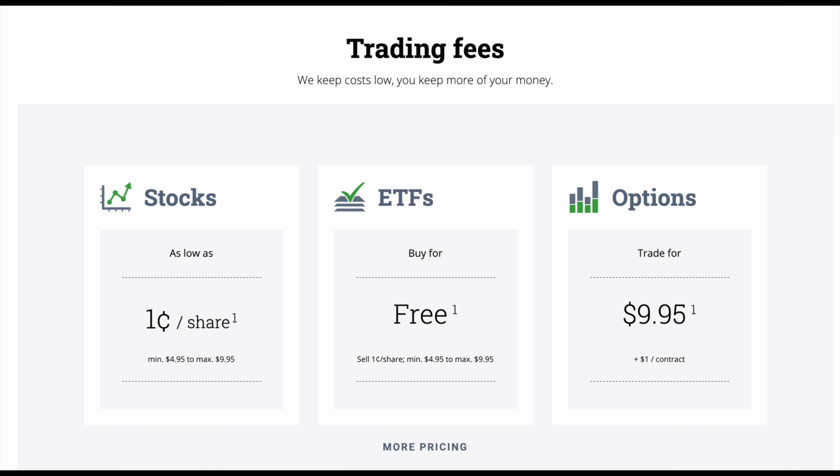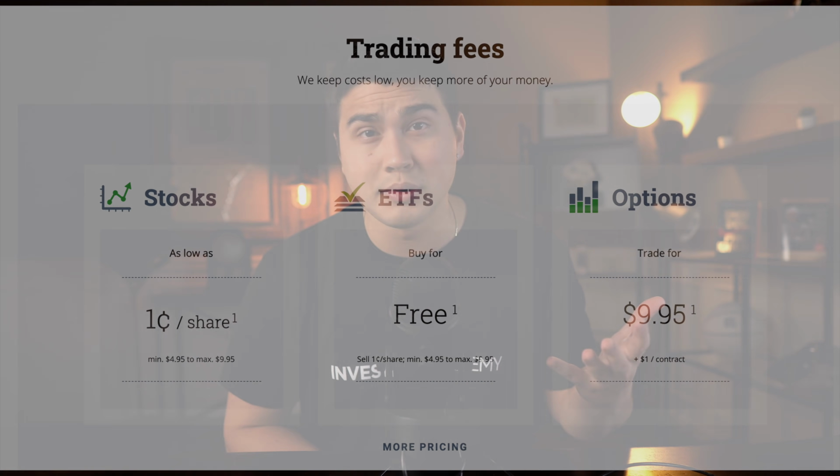Of course, there is not a management fee like there is with the Robo-Advisor service. However, there is a commission when you buy and sell stocks on Questrade. And Questrade's commissions run at 1 cent per share, with a minimum order of $4.95 to a maximum order of $9.95. So essentially, if you were to buy, let's say, 5 shares of a company, that wouldn't be 5 cents. That would get bumped up to the minimum of $4.95.